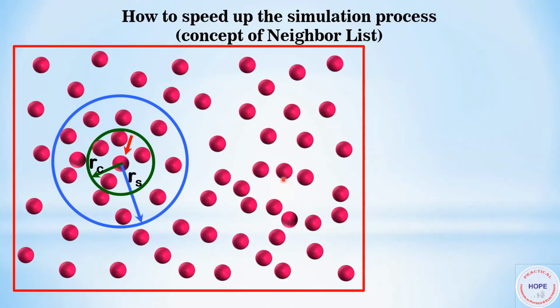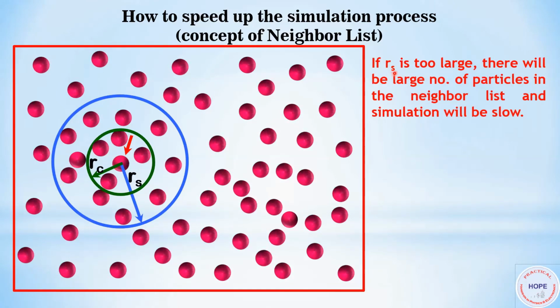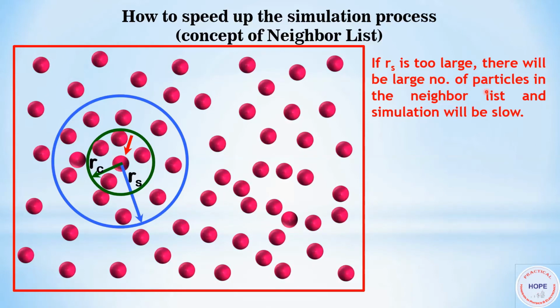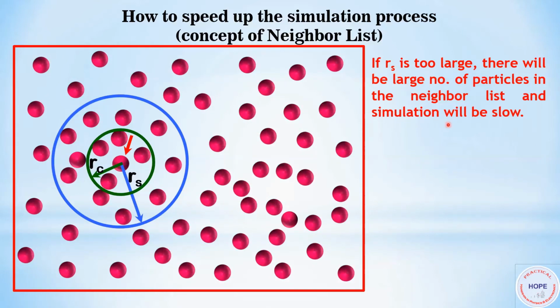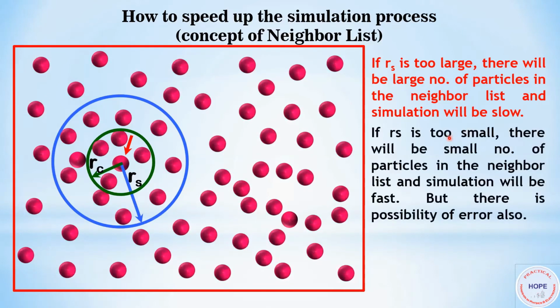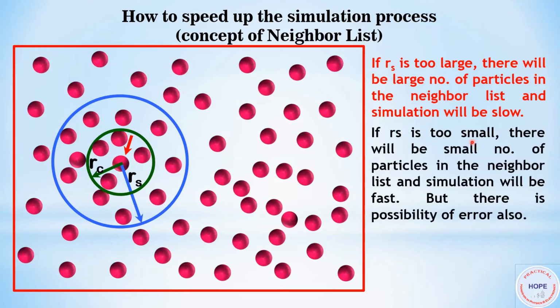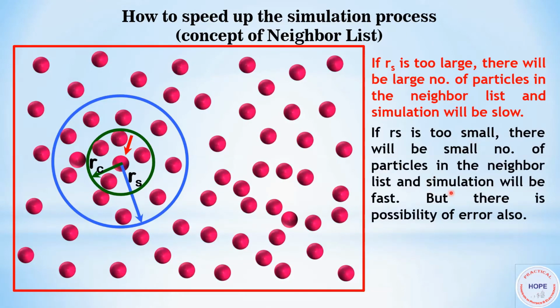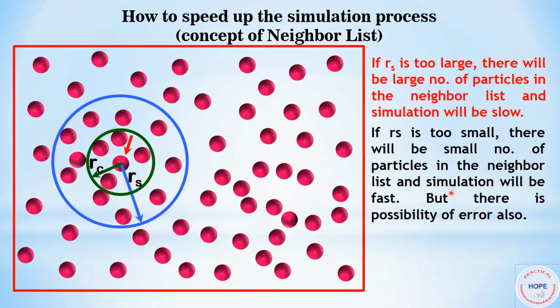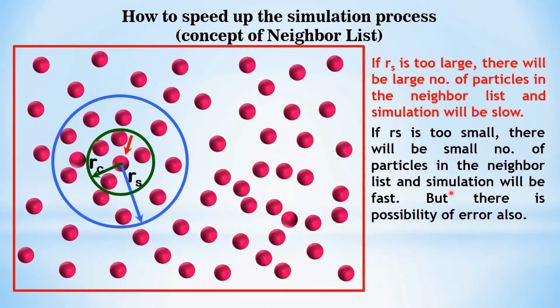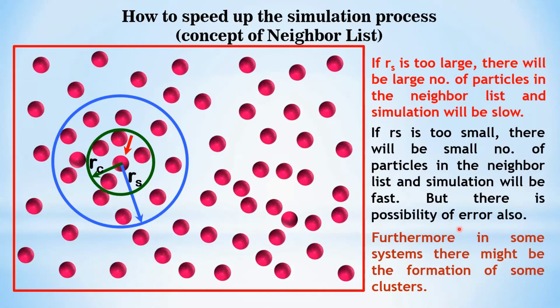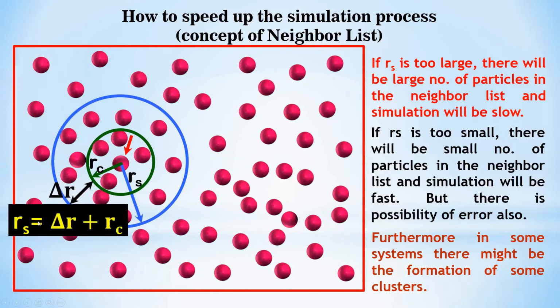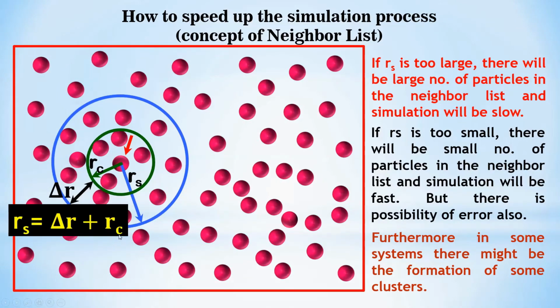Few things we have to consider. If RS is too large, there will be a large number of particles in the neighbor list and the simulation will be slow. If RS is too small, there will be a small number of particles in the neighbor list and the simulation will be fast, but there is also a possibility of error. Furthermore, in some systems, there might be the formation of some clusters that we also need to take care of. Say this distance is delta R, so RS is equal to delta R plus RC.